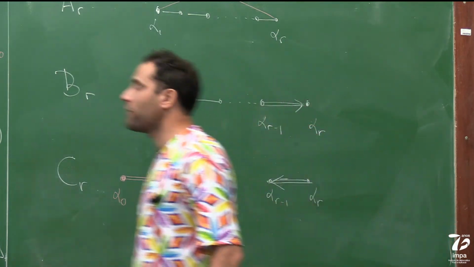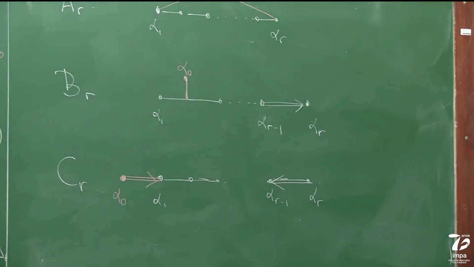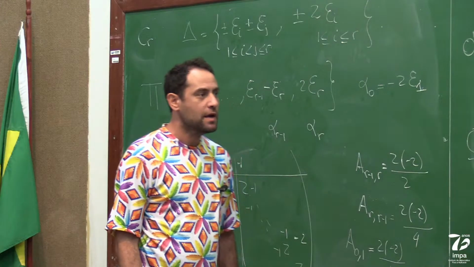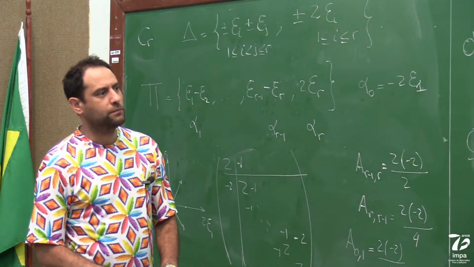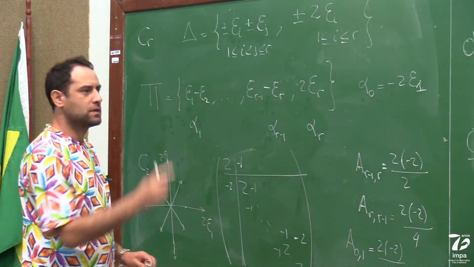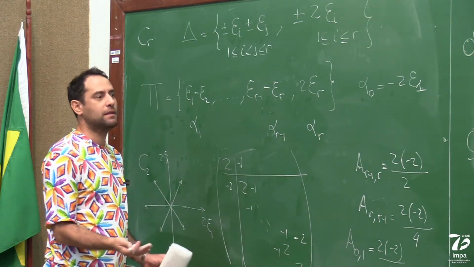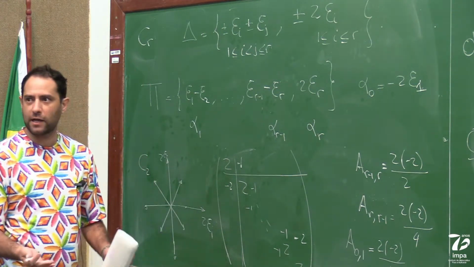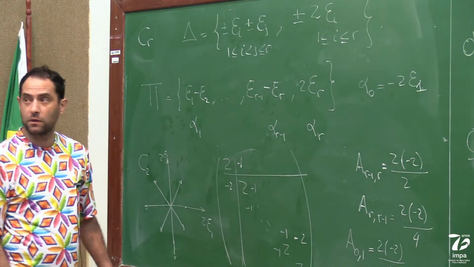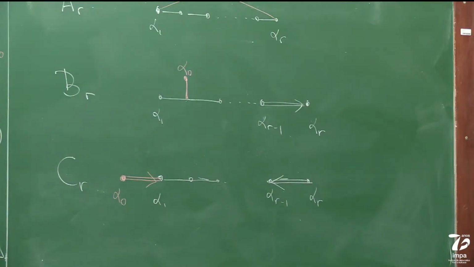Same argument. So whenever you see a sub-Dynkin diagram that is like the extended one, it cannot come from a Lie algebra, from a finite dimensional simple Lie algebra. In fact, those are the Dynkin diagrams associated to certain interesting infinite dimensional Lie algebras. Kac-Moody affine Lie algebras have those as Dynkin diagrams.